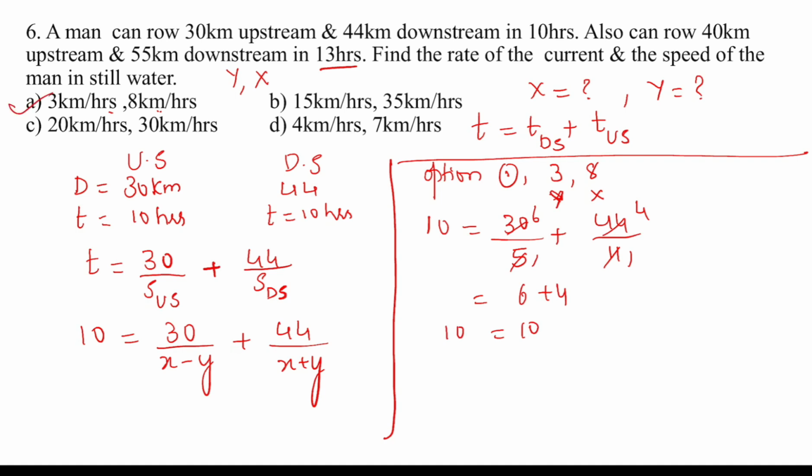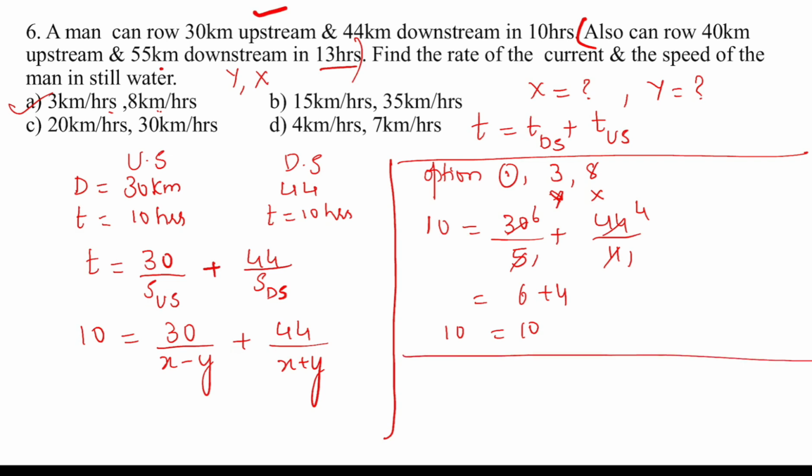But you might be thinking about the second data: he can also row 40 kilometer upstream and 55 kilometer downstream in 13 hours, isn't it? So that is one more data. Actually this second data is not necessary at all. Only with the first data we can find out. But if you want to verify, you can find out using the second data also.